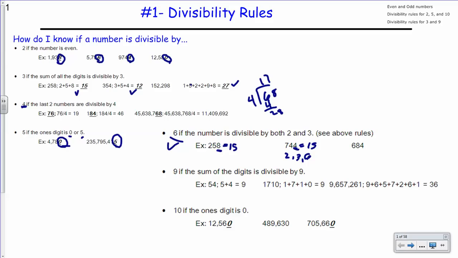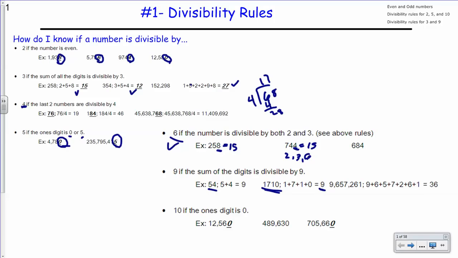9 is the same idea as 3. I add up all of the sum of my digits, and if it's divisible by 9, then my number is divisible by 9. So example 54, 5 plus 4 is 9. 9 is divisible by 9, obviously. 1,710. So I add up my numbers. I have 1 plus 7 plus 1 plus 0, that gives me 9. So this number is divisible by 9.